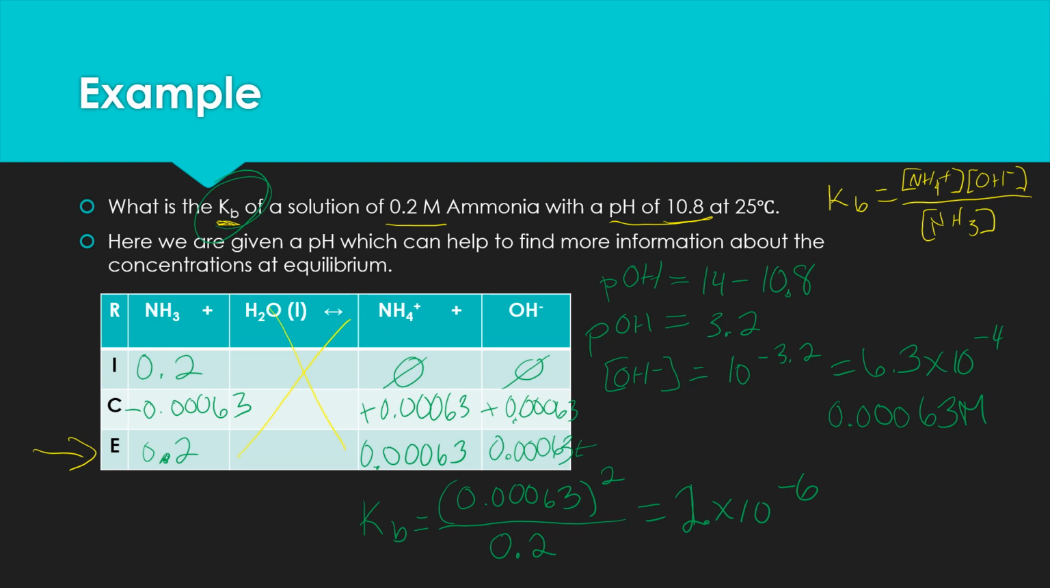So pH can really help us, pOH can really help us in setting up a rice table because they give us an equilibrium value. Right?